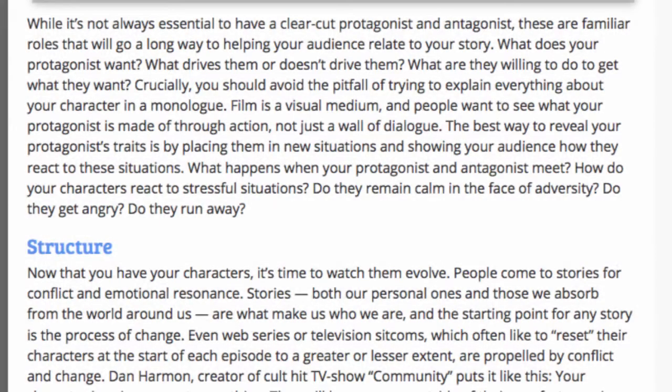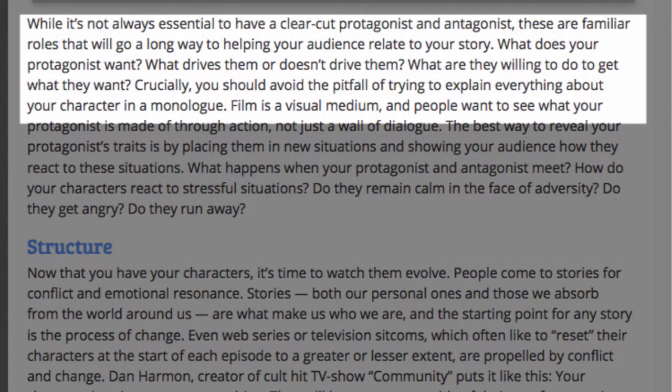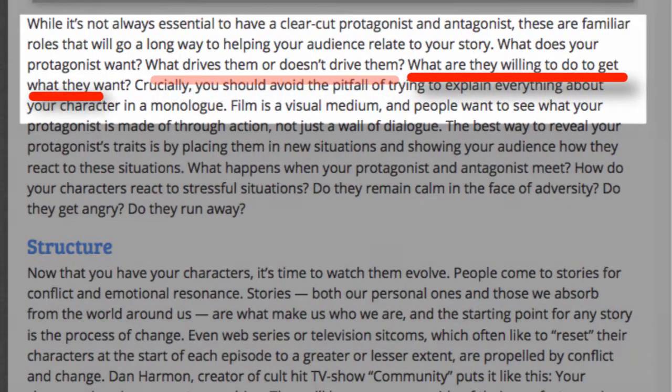While it's not always essential to have a clear-cut protagonist and antagonist, these are familiar roles that will go a long way to helping your audience relate to your story. What does your protagonist want? What drives them or doesn't drive them? What are they willing to do to get what they want?